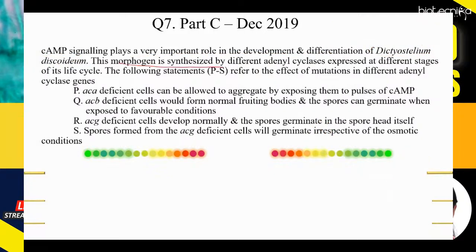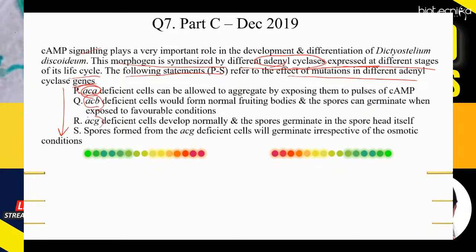However, this morphogen, that is cAMP signaling, is synthesized by different adenylyl cyclases. Why is it called a morphogen? Because it is affecting the morphology of this organism. They are expressed at different stages of its life cycle. The following statements, P, Q, R, refer to the effect of mutations in different adenylyl cyclase genes. Okay, so which out of this is correct? You have ACA, ACB, and ACG, the different adenylyl cyclases. All of them have different roles.